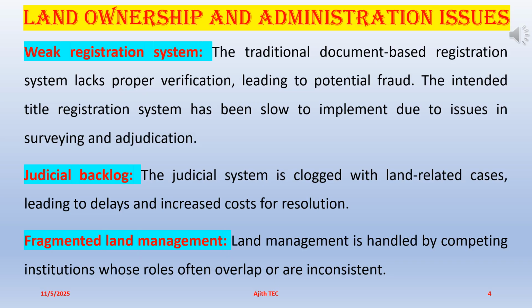Land ownership and administration issues. Weak registration system. The traditional document-based registration system lacks proper verification, leading to potential fraud. The intended title registration system has been slow to implement due to issues in surveying and adjudication. Judicial backlog. The judicial system is clogged with land-related cases, leading to delays and increased costs for resolution. Fragmented land management. Land management is handled by competing institutions whose roles often overlap or are inconsistent.